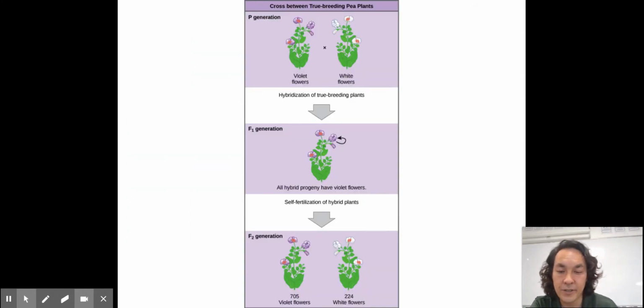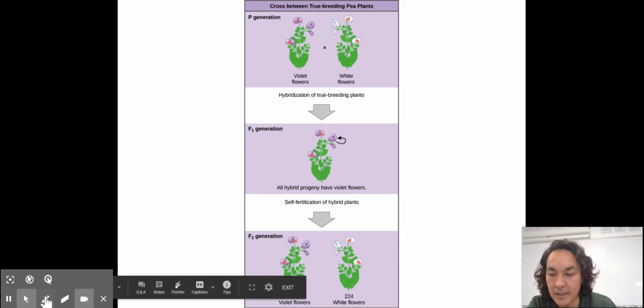Here is another picture of Mendel's experiments. So violet and white flowers, so purple and white. If you breed them together, they all come out purple. Remember, P for parental generation or pure breeding generation. And then here is the F1.